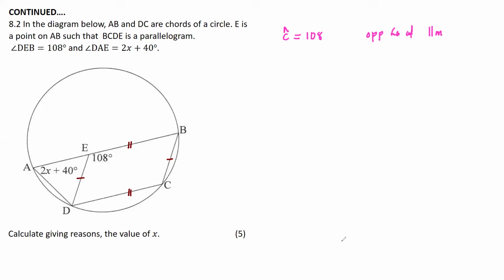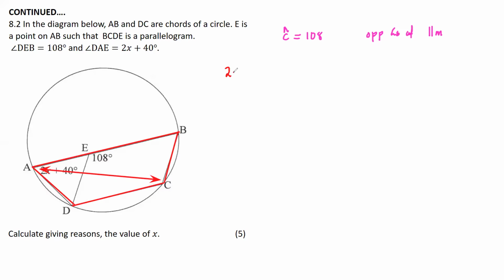I want x. I think I see a cyclic quad. Which one are you seeing? I'm going to show it to you. A, B, C, D. There you are. I think I see a cyclic quad there. And what else do I know about a cyclic quad? The opposite angles are supplementary.